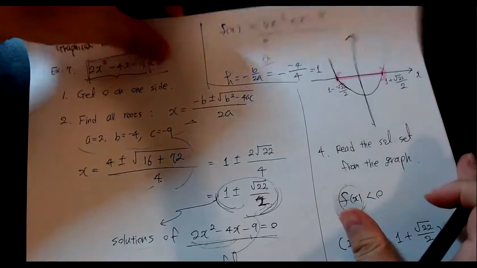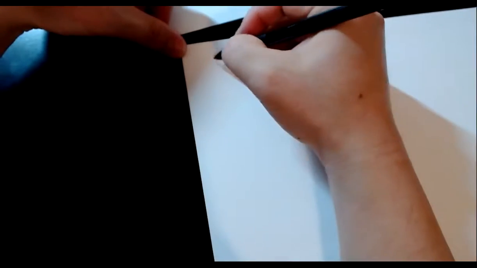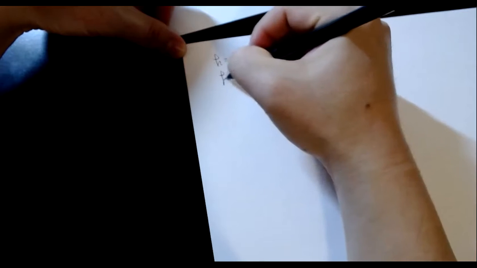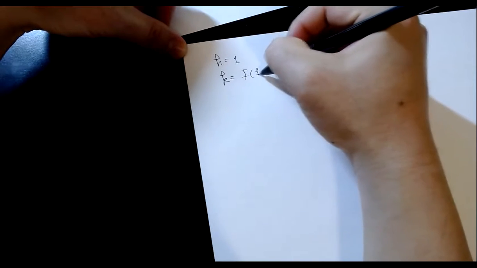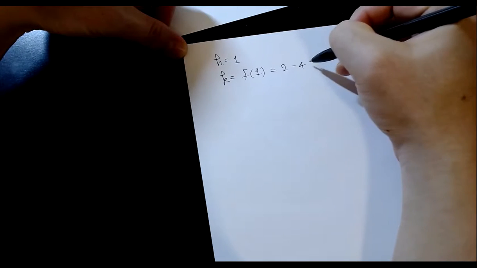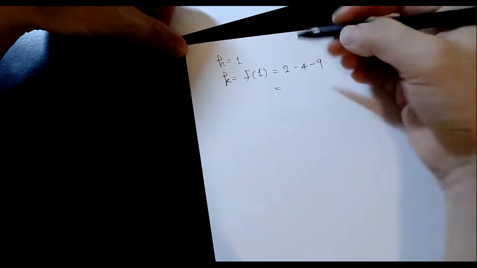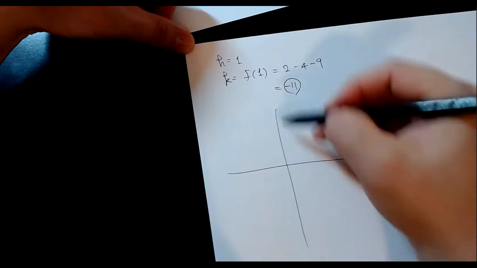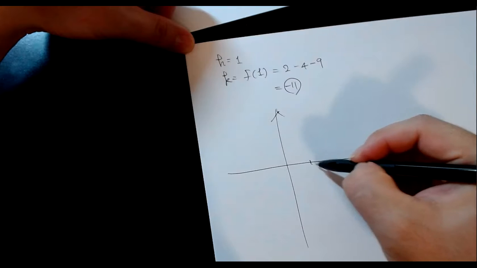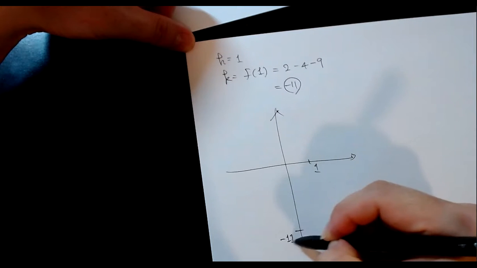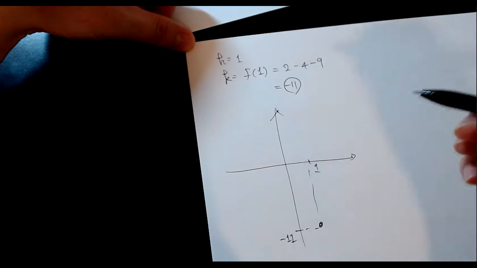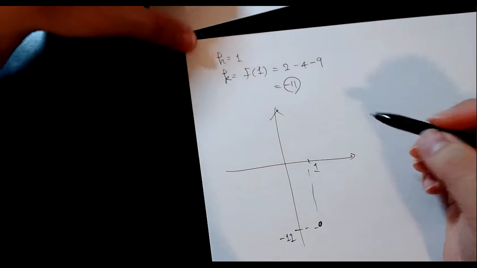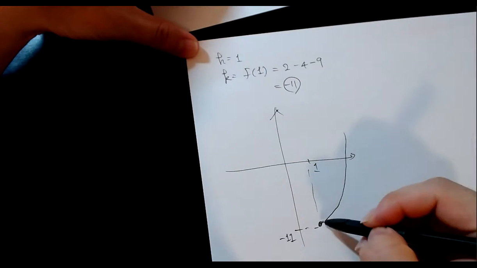I need more space. Let me move to the next page. So we got h is 1, and then k is f of h, which is f of 1. This is 2 minus 4 minus 9, which is negative 11, right? So the vertex is going to be 1 comma negative 11. Here's 1, and then negative 11. Since a is 2, which is greater than 0, the graph must be like this.